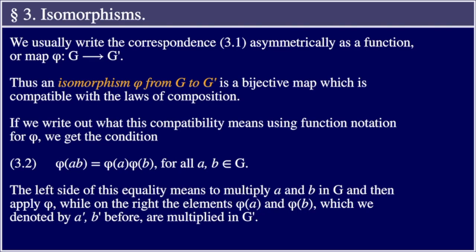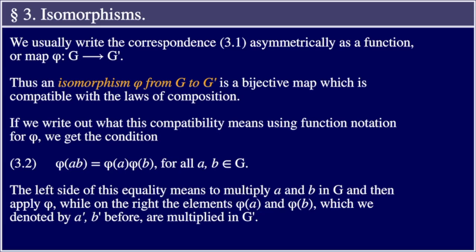We usually write the correspondence, 3.1, asymmetrically as a function or map from G to G'. Thus, an isomorphism phi from G to G' is a bijective map which is compatible with the laws of composition. If we write out what this compatibility means using function notation for phi, we get the condition 3.2: phi of ab equals phi of a times phi of b for all a and b in G.